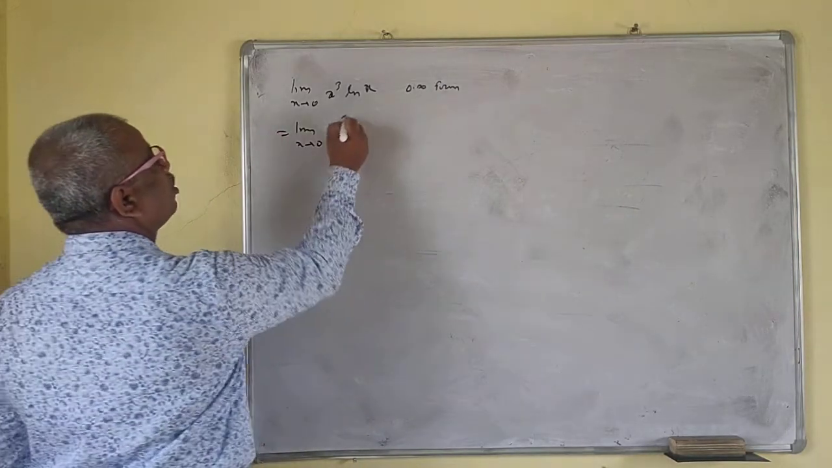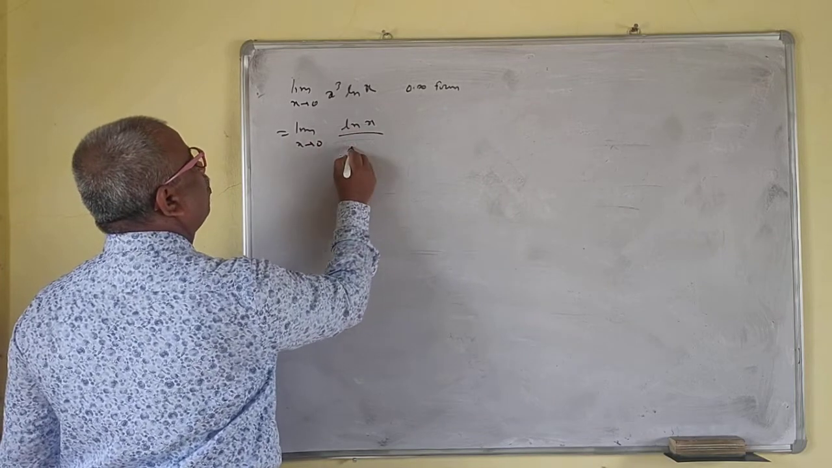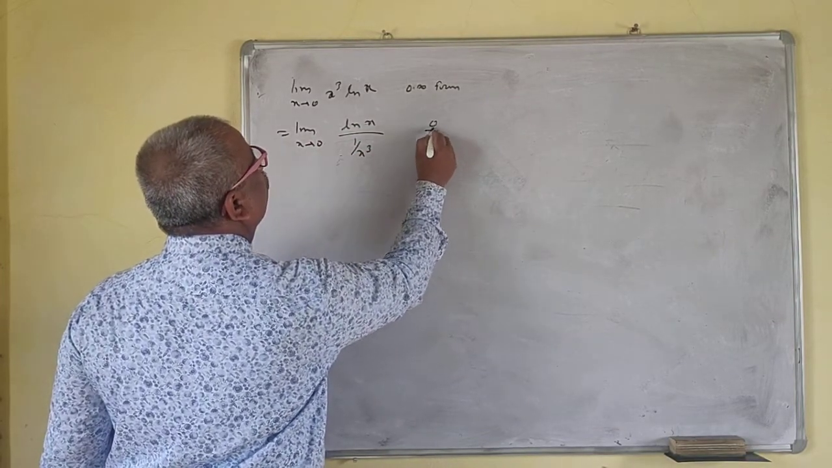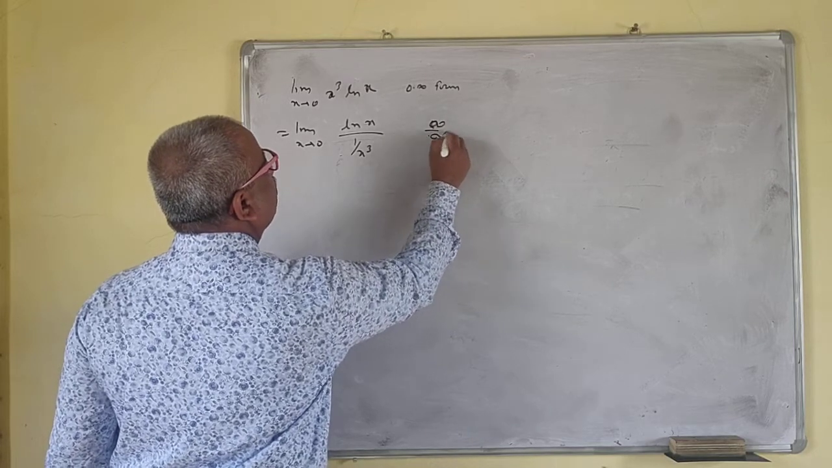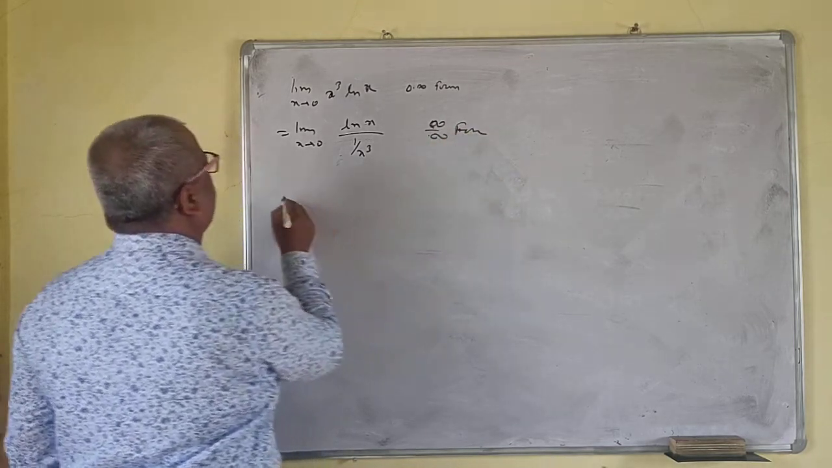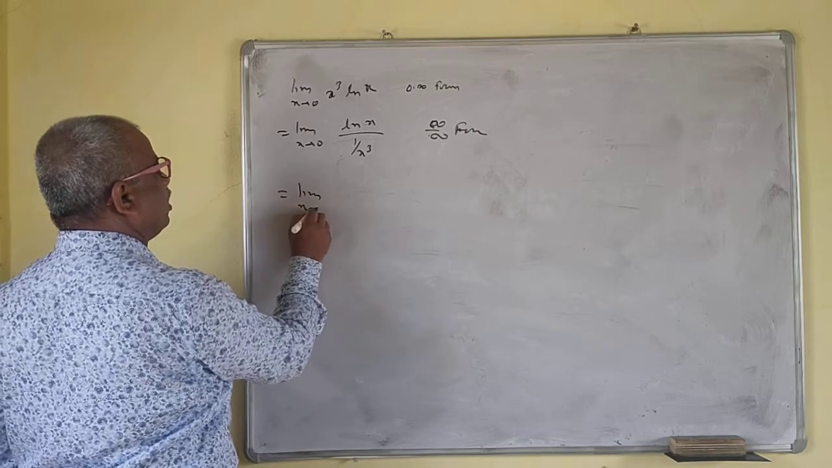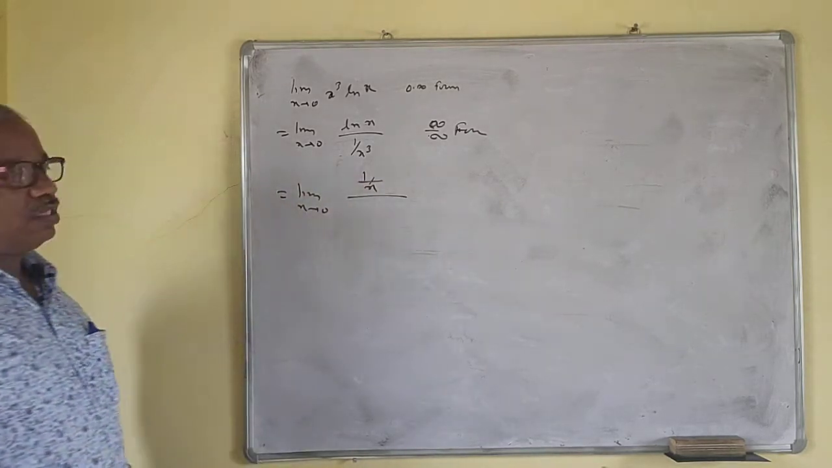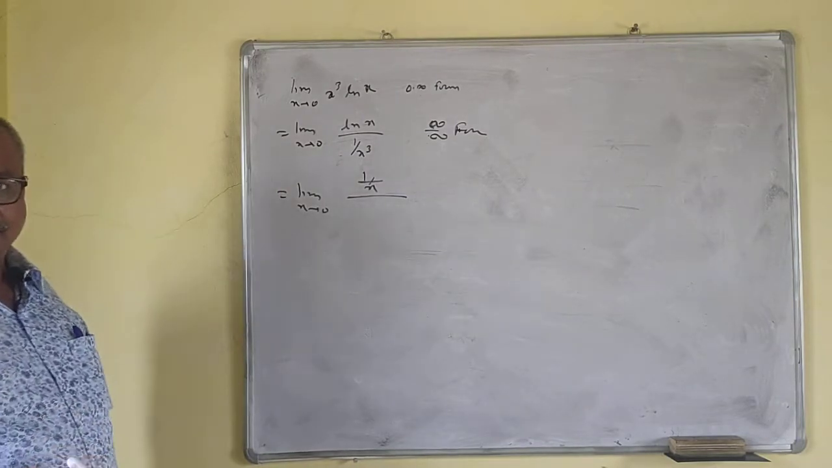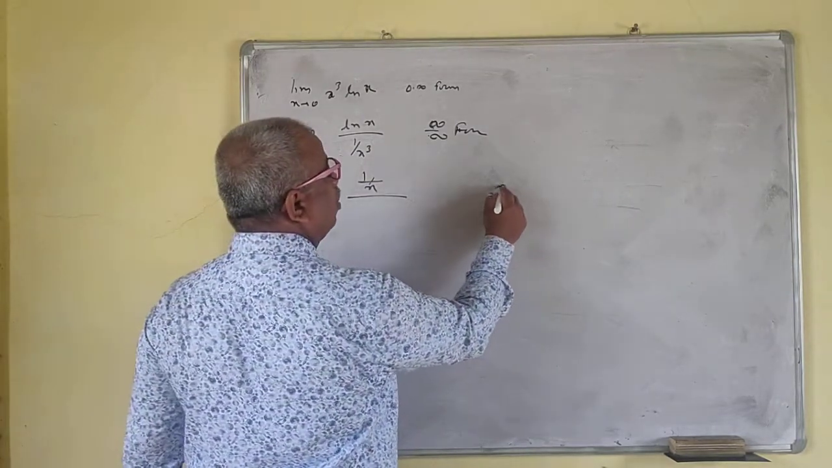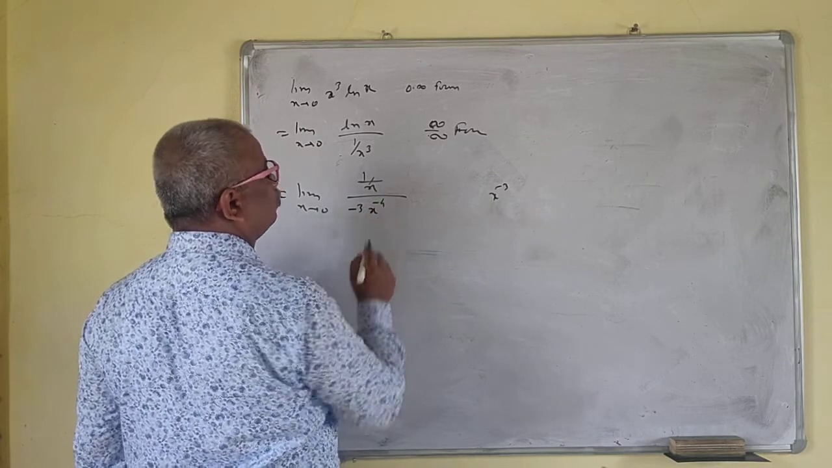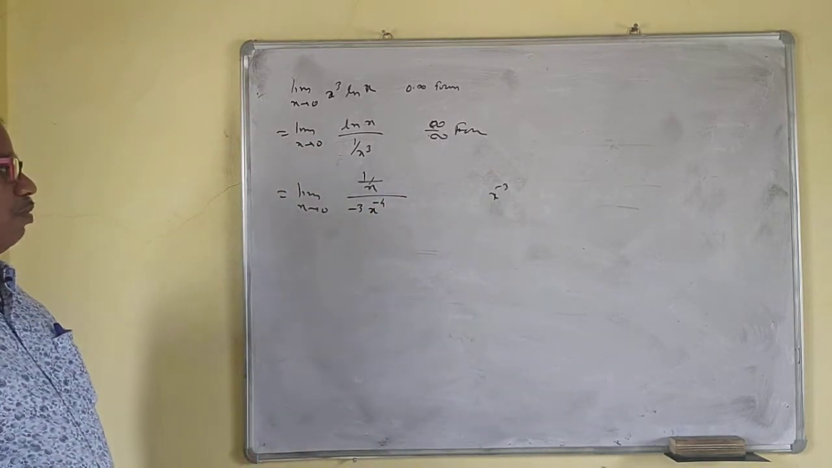We will write ln x upon 1 upon x cube, right? So this is what then? It is now 0 by 0... sorry, infinity by infinity form. Now we'll differentiate this. Limit x tends to 0. So this is 1 upon x. And 1 upon x cube is x to the power minus 3, so the derivative is minus 3 x to the power minus 4.